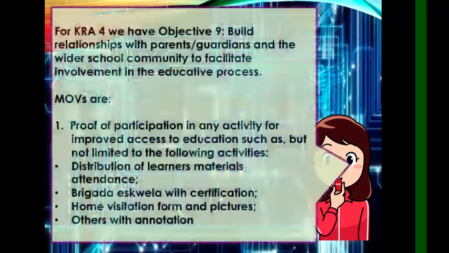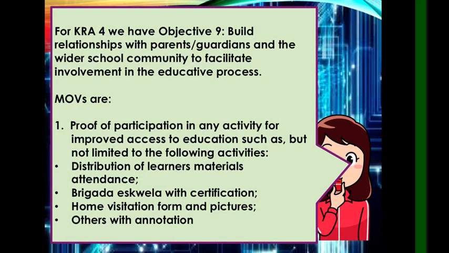Next is KRA 4, where we have objective number 9: build relationships with parents, guardians, and the wider school community to facilitate involvement in the educative process. So it is more on the community, right? There should be a relationship between parents or guardians. Meaning to say that when you have a meeting or maybe an online conversation, you should take screenshots of all of this so that you can use these materials or evidences in objective number 9.